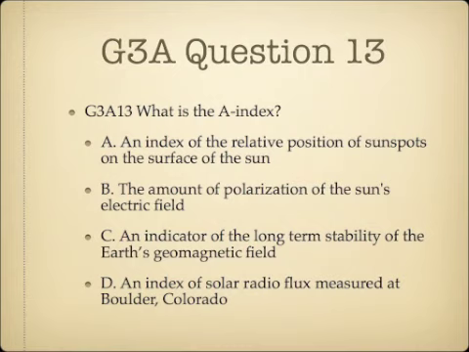Question 13. What is the A index? A. An index of the relative position of sunspots on the surface of the sun. B. The amount of polarization of the sun's electric field. C. An indicator of the long-term stability of the Earth's geomagnetic field. Or D. An index of solar radio flux measured at Boulder, Colorado.